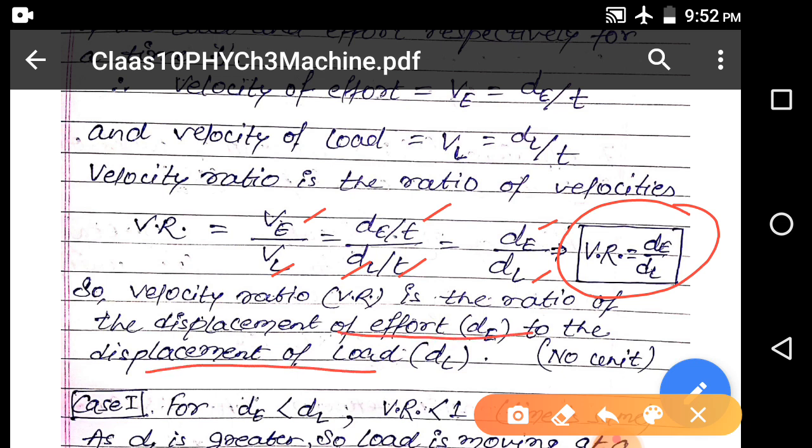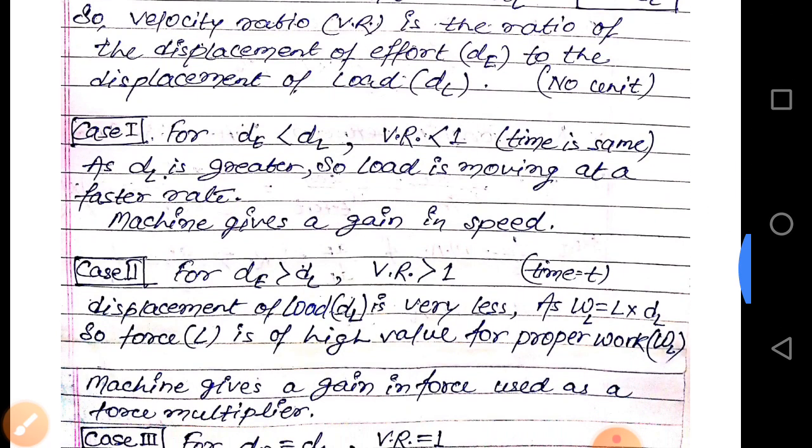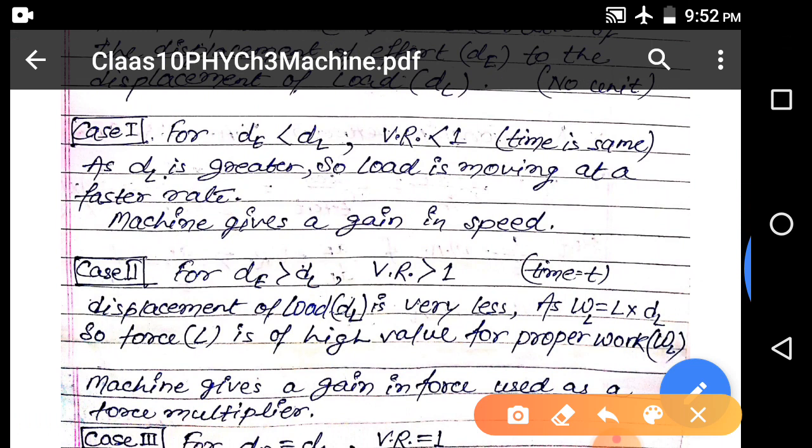So now we come to the three cases related to velocity ratio. The first one: when the displacement of the effort is lesser than the displacement of load, then VR is less than 1. As here the displacement of effort is less as compared to displacement of the load, dl, that means displacement of load, is greater. That means the machine moves at a faster rate, because time is the same.